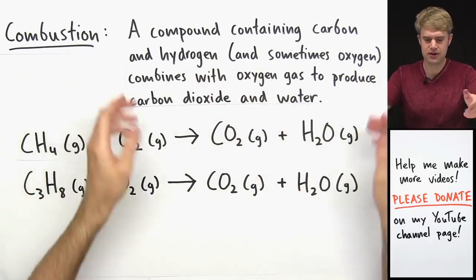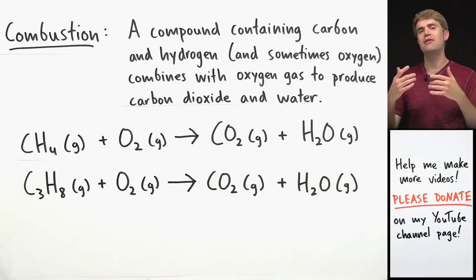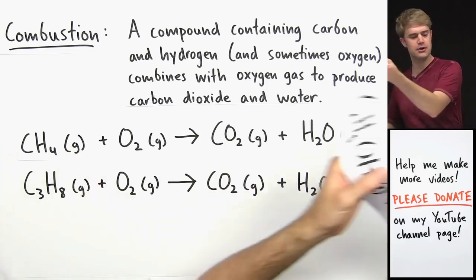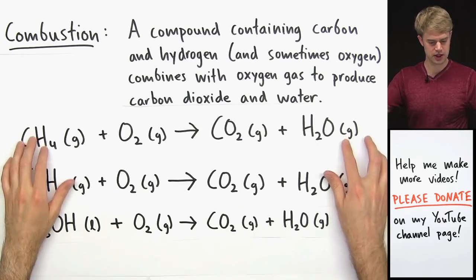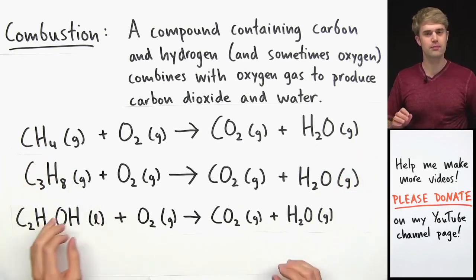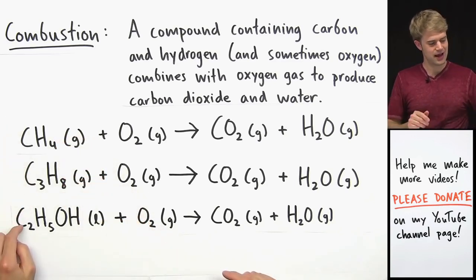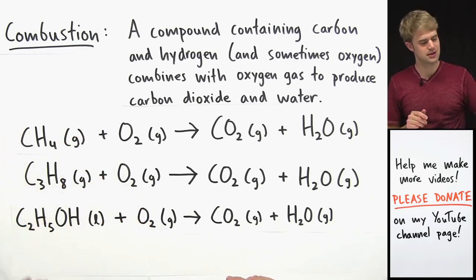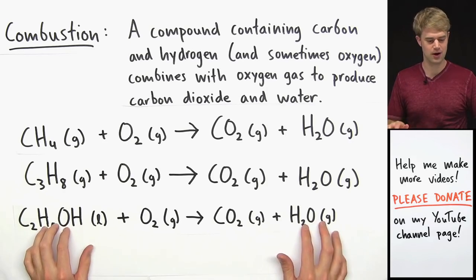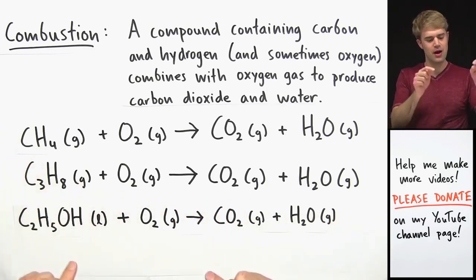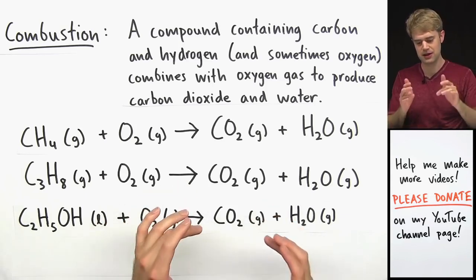Now, as this definition says, sometimes we have oxygen in the compound that we're burning. Here is one example of a combustion reaction that has oxygen in it. This is the chemical formula for ethanol, or ethyl alcohol, and you can see that just like these, it has lots of carbons and hydrogens, except it also has oxygen as well. But that's no big deal because it combusts just like the other two by combining with oxygen and making CO2 and H2O.